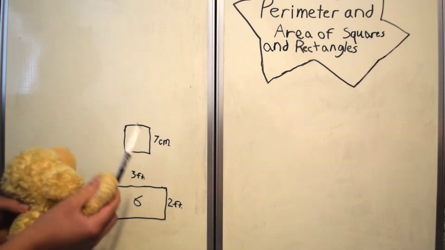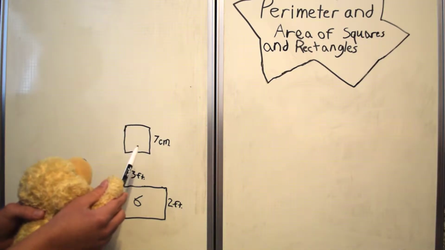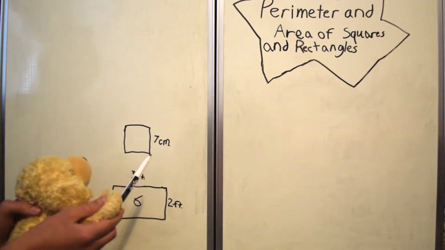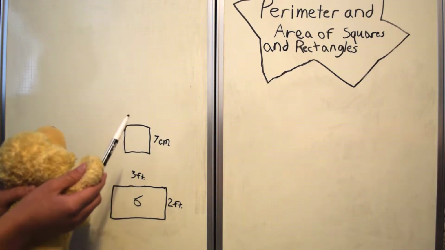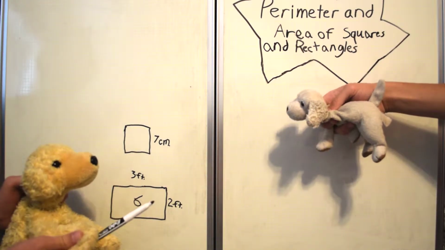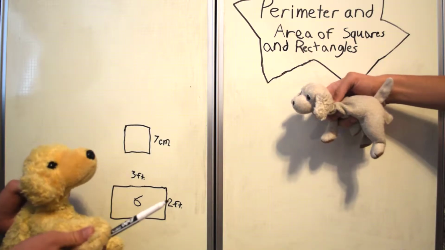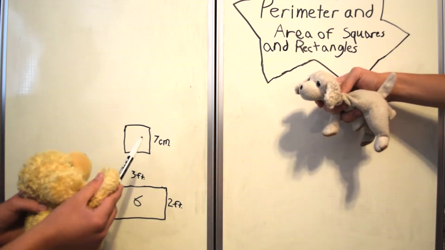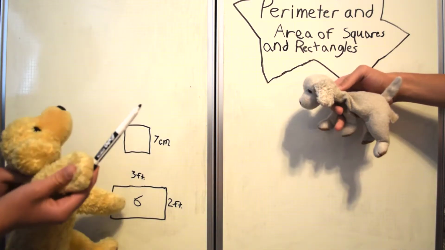Now we have a square with one side labeled as 7 centimeters long, so the rest of the sides are also that length. You can't just assume that all the sides are the exact same length! Well, Doggy, don't forget that all the sides of a square are always the same length. Oh, I feel embarrassed now.